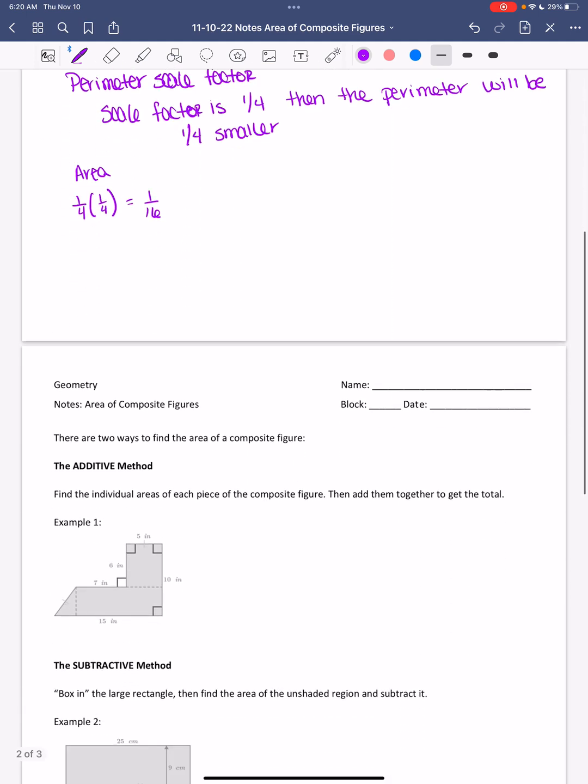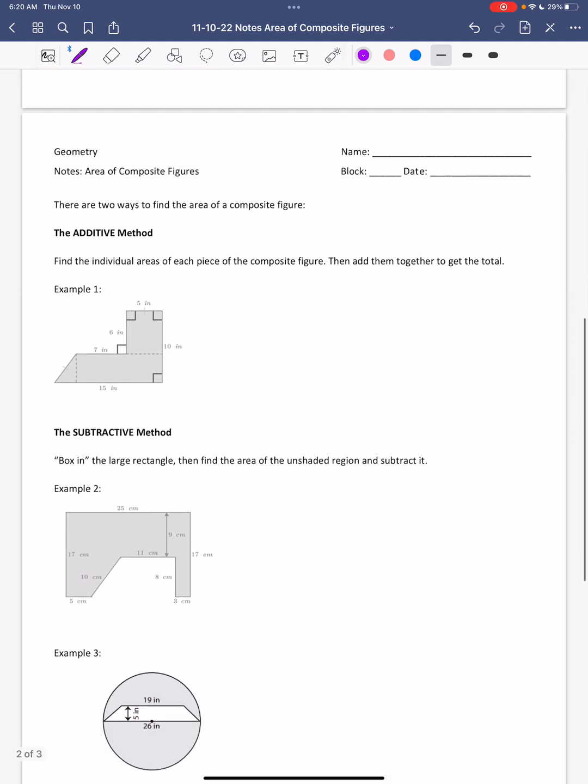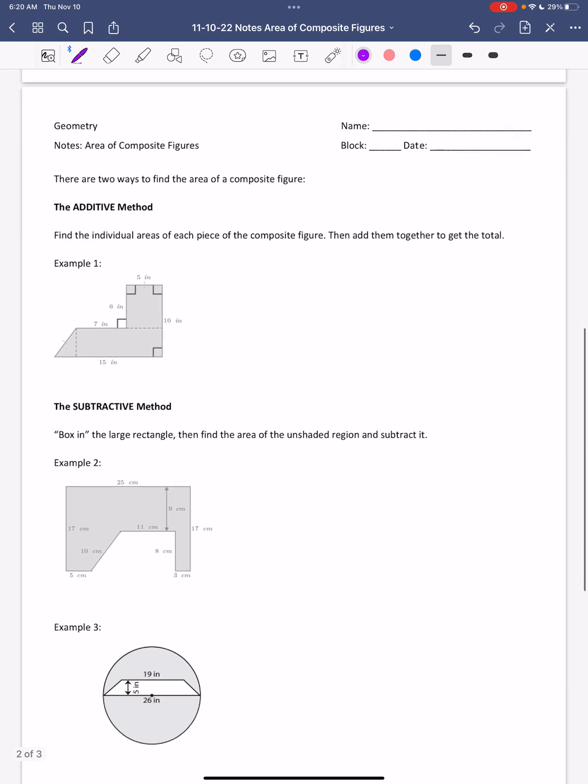Okay, so now let's go ahead and go to our notes. There's two ways to go ahead and find the area of composite figures. And composite figures, guys, is whenever you have one figure with different shapes in that figure. So there's two ways to do it.